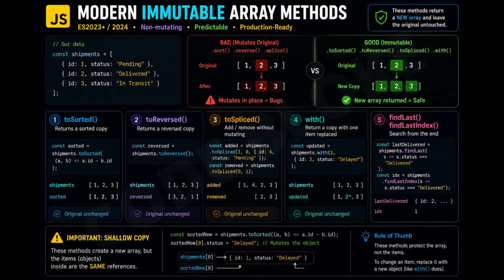So to recap, reach for toSorted, toReversed, and toSpliced instead of their mutating versions. Use .with to swap a single item, and remember findLast for reverse searches. Just keep the shallow copy rule in mind, and your state updates will be predictable, bug-free, and a lot cleaner.